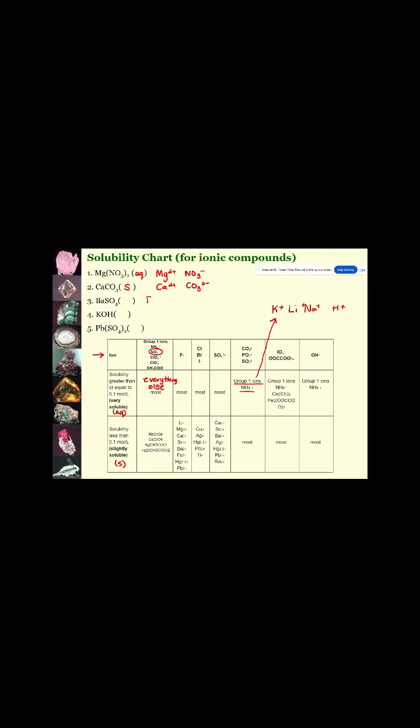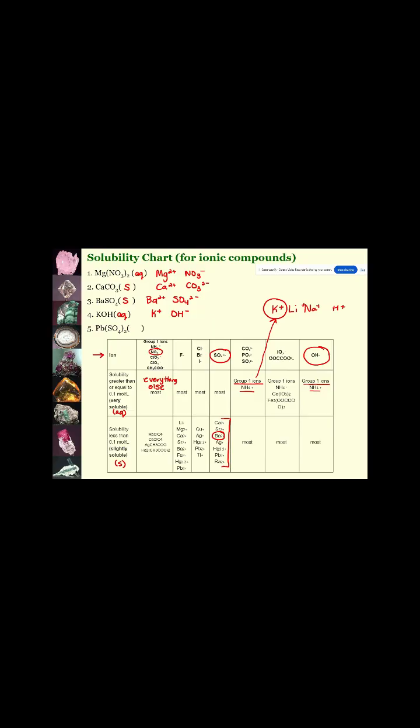Barium sulfate. I have a compound made of barium ions and sulfate ions. So my sulfate is right there. Here's a list of ions that are solid because it's in the bottom row with sulfate, and barium is right there. So that is insoluble, or solid. Next we have potassium hydroxide. Hydroxide is right here, and it will be soluble with a group 1 ion or ammonium. So you have to check, is potassium a group 1 ion? It is. It's in the first column of your periodic table. So that will be soluble.